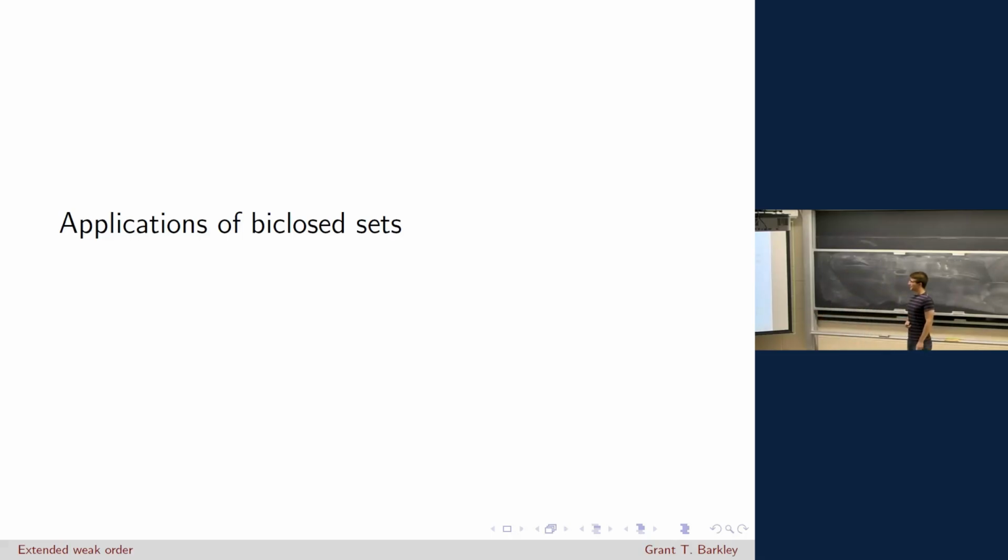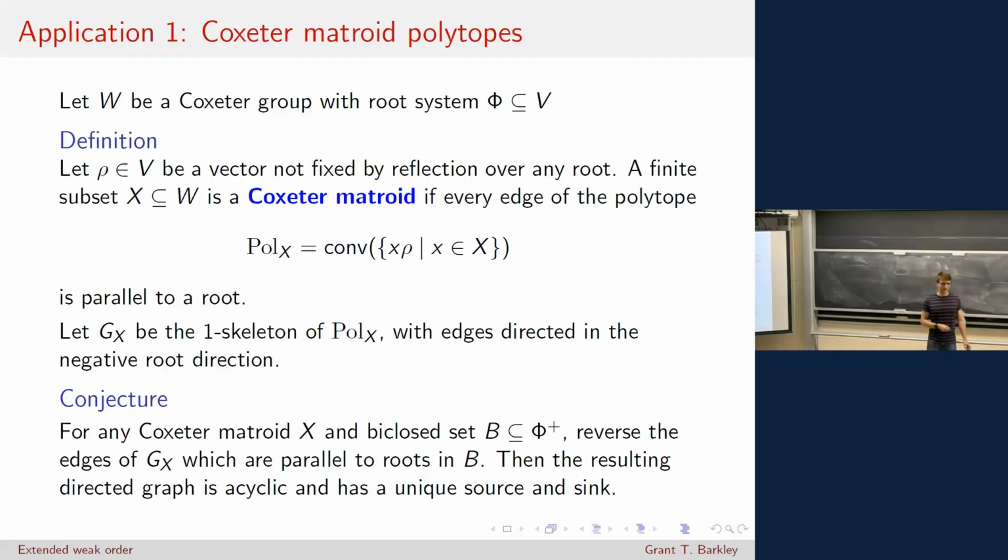All right, so application 1 is to Coxeter matroid polytopes. If I have a Coxeter group and its root system, then I can define the notion of a Coxeter matroid. I take some vector rho, which is not fixed by reflection over any root, and I say that a finite subset X of my Coxeter group is a Coxeter matroid if, when I take every element of X and hit my starting vector with that element, I get a list of points in space, and I take the convex hull of those, and every edge of that polytope is parallel to some root.